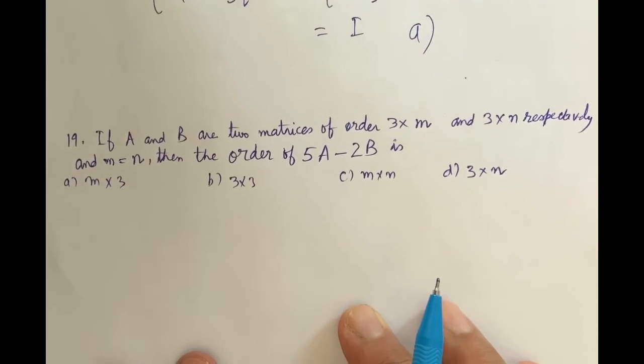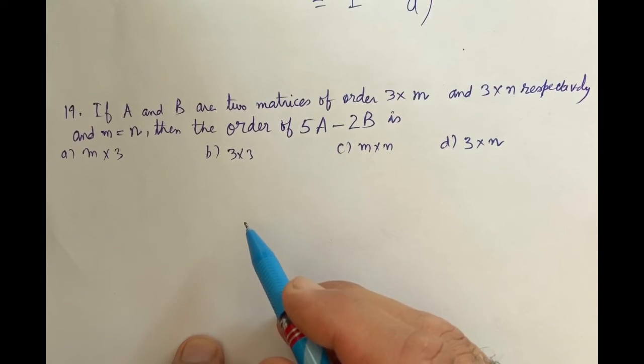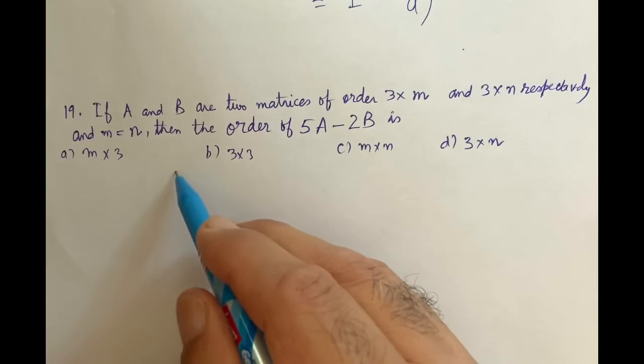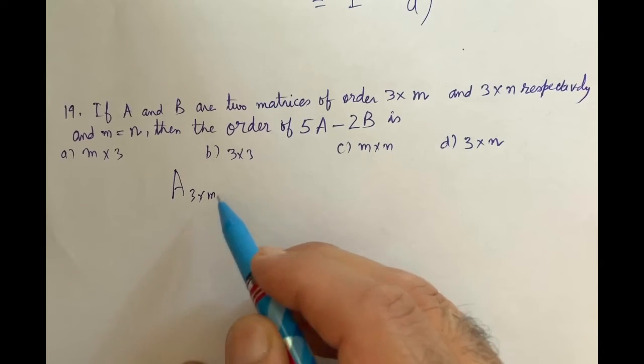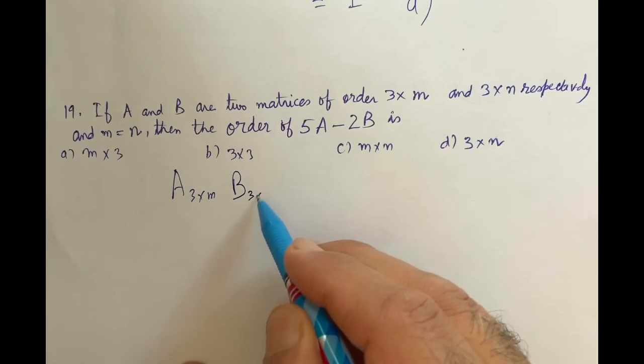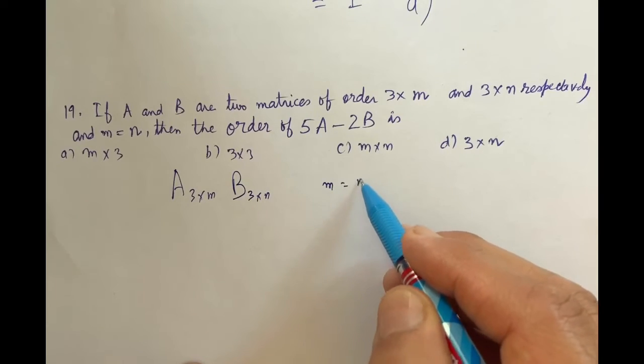The next one, we are given A and B are matrices of order. A is of order 3 by m, B is of order 3 by n, m is equal to n.